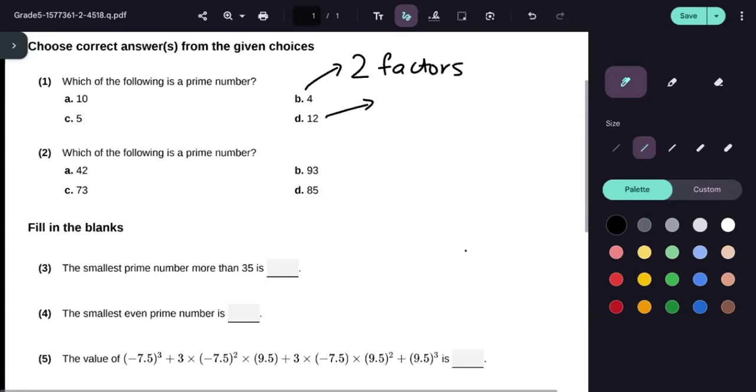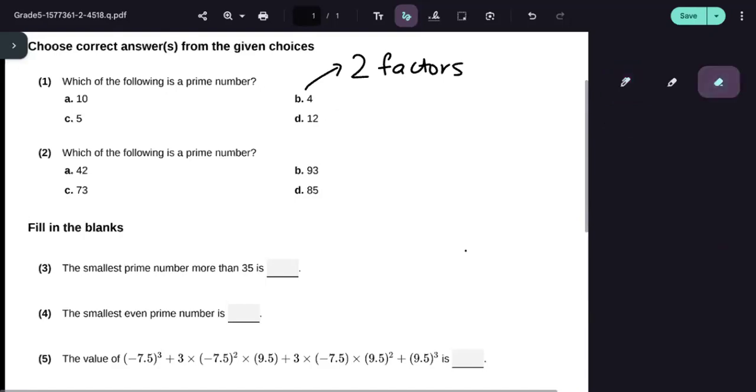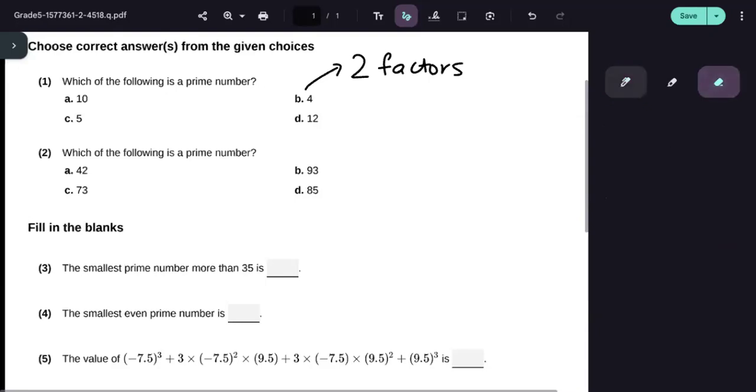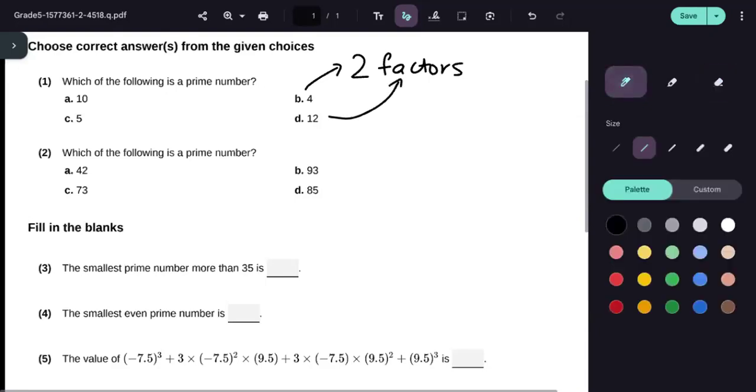12 has how many factors? 12 also has 2 factors, right? Then ask ourselves, B and D are odd, correct? And based on what you learned just now, prime number is a number that only has a factor of 1 and itself. 10 has how many? 1 times 10, 2 times 5. So this one also will be 2 factors. So answer will be C, 5.